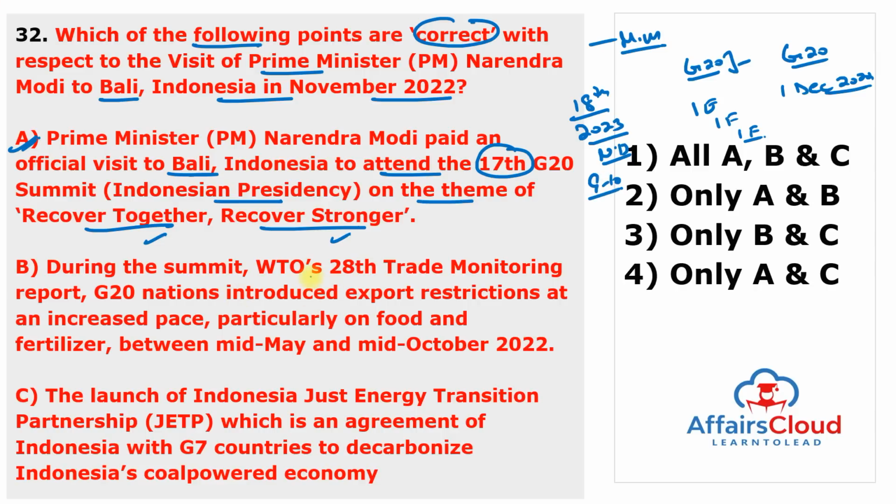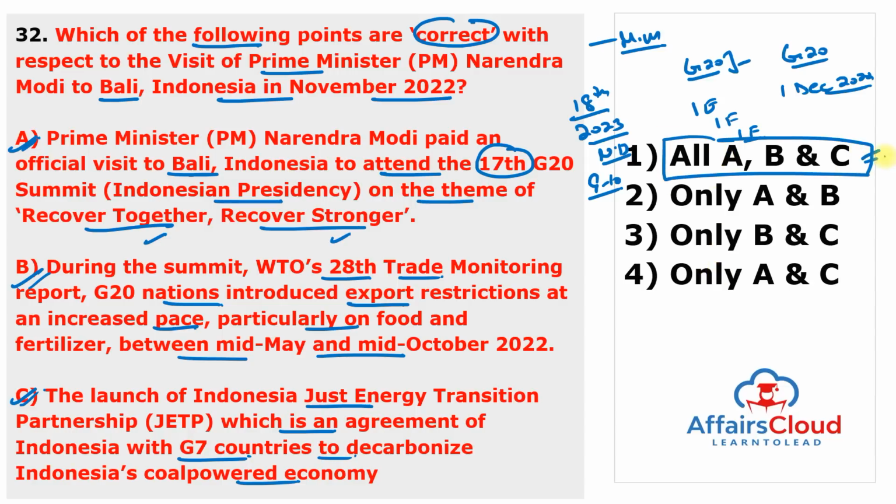Next is, during the summit, World Trade Organization's 28th Trade Monitoring Report, G20 nations introduced export restrictions at an increased pace, particularly on food and fertilizer between mid-May and mid-October 2022. This statement is also true. The launch of Indonesia's Just Energy Transition Partnership, which is an agreement of Indonesia with the G7 countries to decarbonize Indonesia's coal-powered economy. This statement is also true. So all these statements are correct. So the answer of this question is all A, B, C.